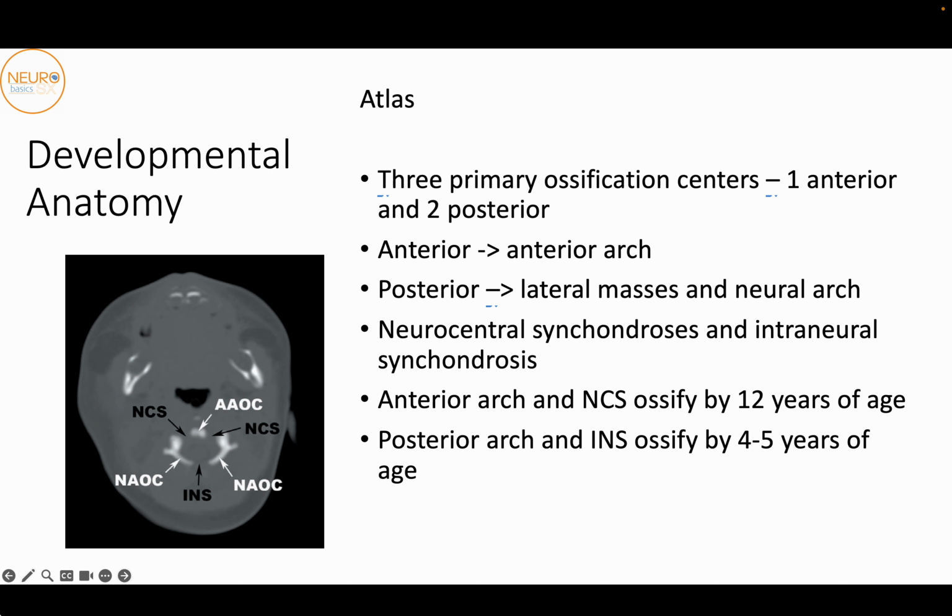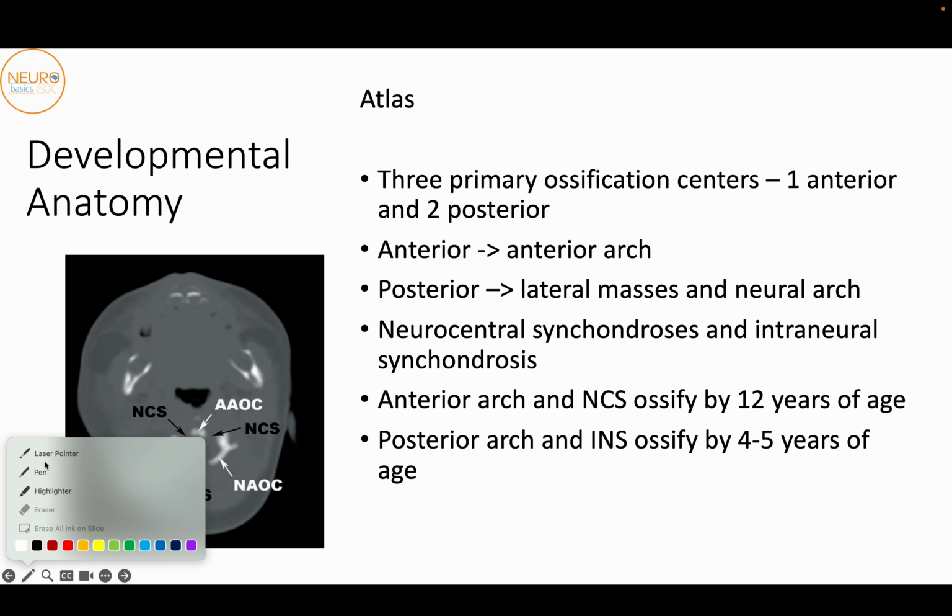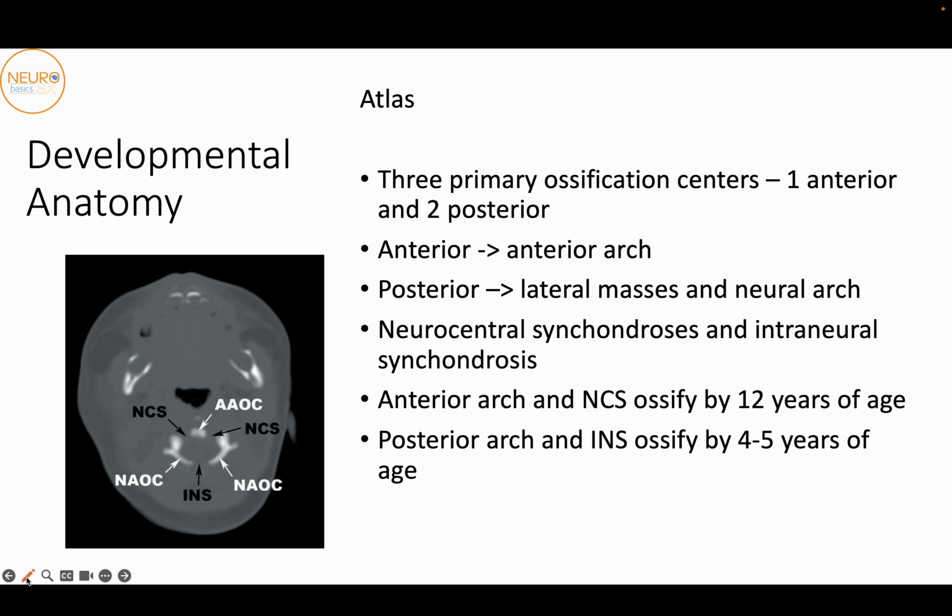There's one located anteriorly, and there are two located posteriorly. So this is the anterior ossification center. This is the two posterior ossification centers. The anterior ossification center forms the anterior arch, and the posterior ossification centers form the lateral mass as well as the neural arch. In between these are your synchondroses.